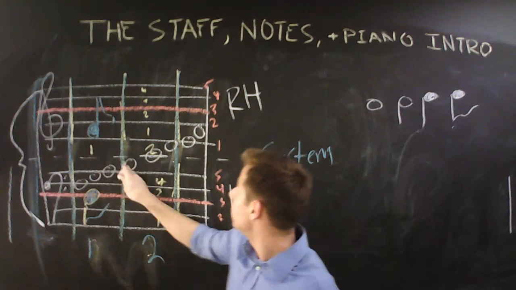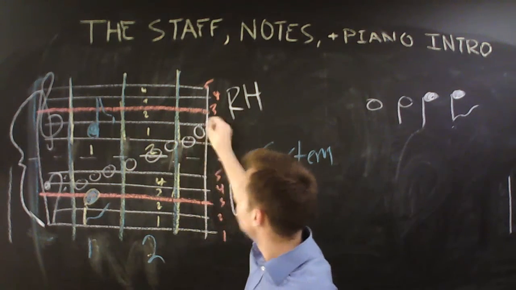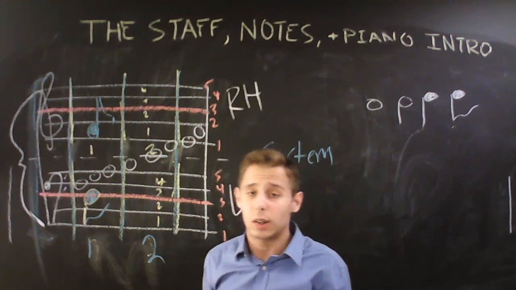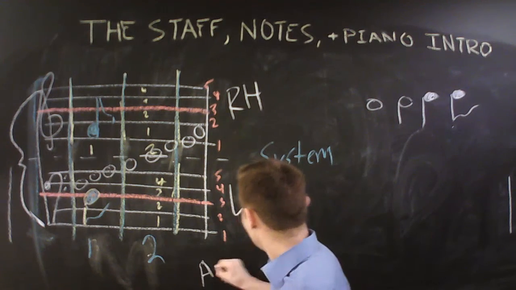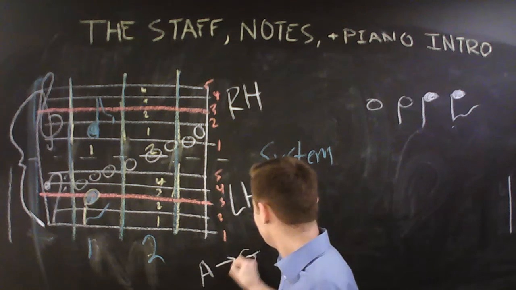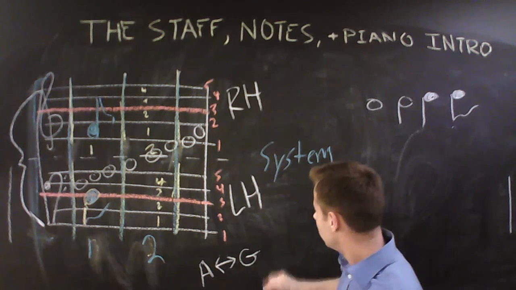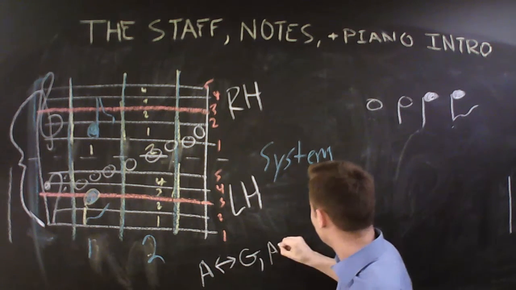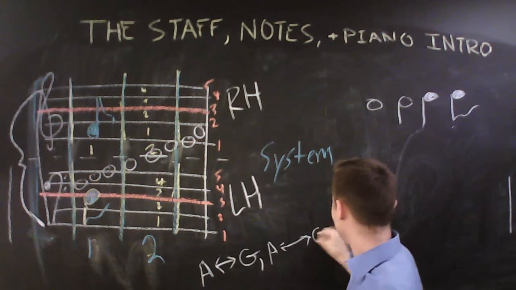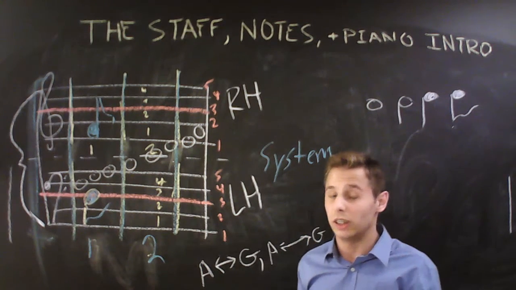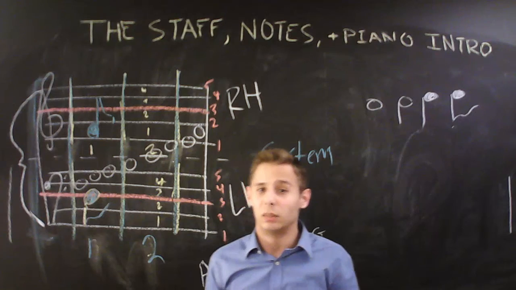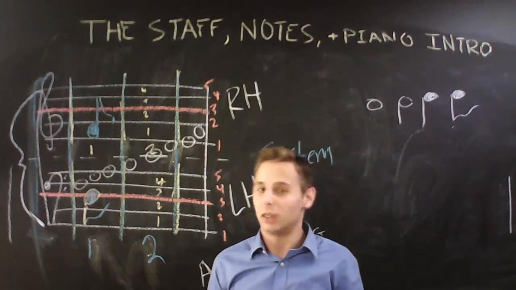So A, B, C, D, E, F, G, A, B, C, D, E, F, G. That's the musical alphabet. A through G. And after that, it starts again. So then A through G, A through G, over and over again. We don't have any extra letters. Music is confusing enough as it is. We don't want to make it more confusing.